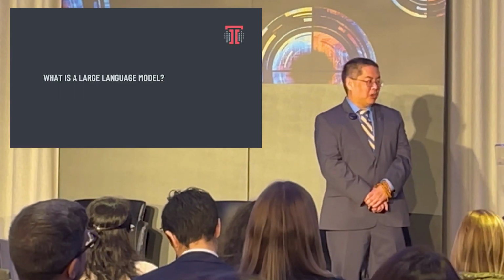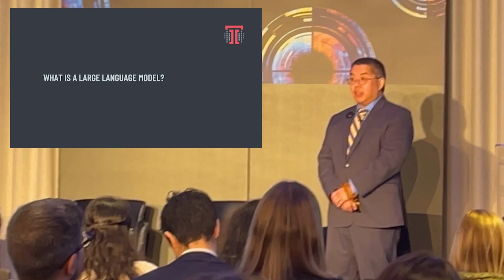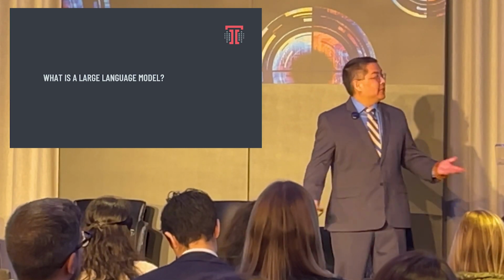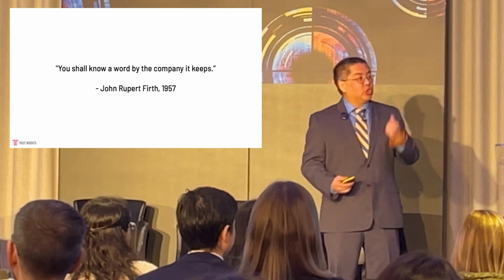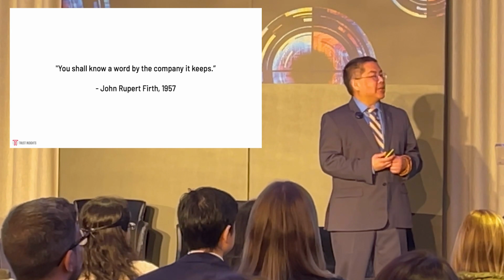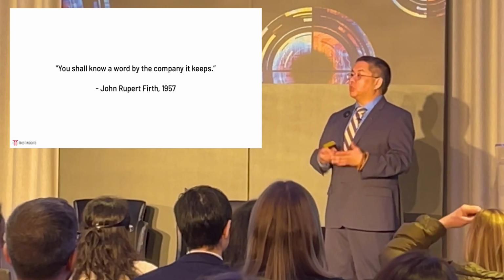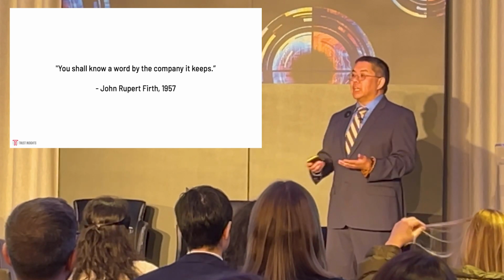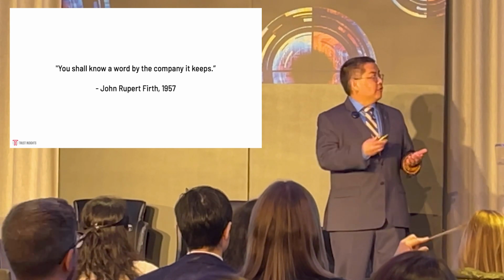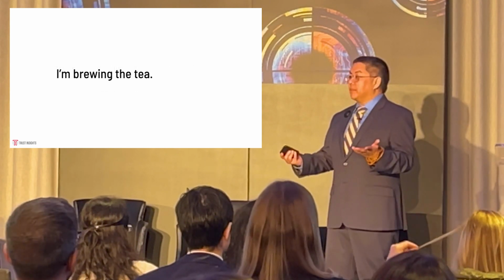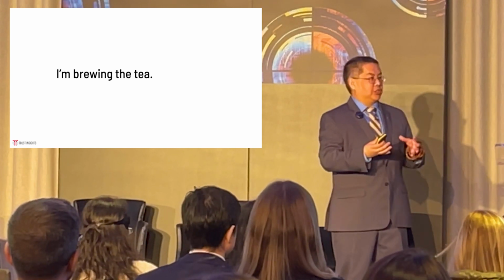What is a large language model? Where did these things come from? All language models, all natural language processing and artificial intelligence begins with this phrase from John Rupert Firth in 1957, the linguist, who said, "You shall know a word by the company it keeps." You shall know a word by the company it keeps. And we know this to be true from our own experiences as human beings who use language. We only know what a word means based on the words around it. For example, if I said, "I'm brewing the tea," it's pretty clear what I'm doing. I'm making a beverage out of a dried leaf, essentially, the Camellia sinensis plant.